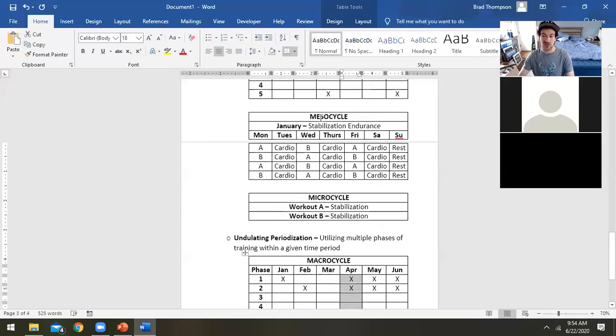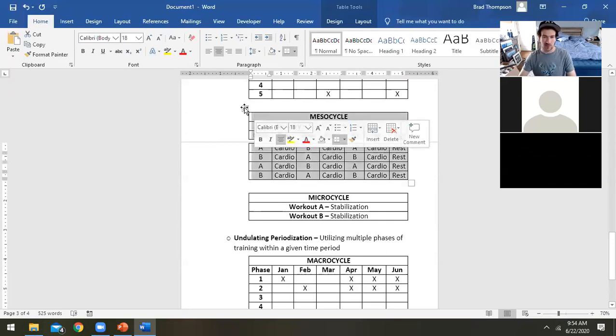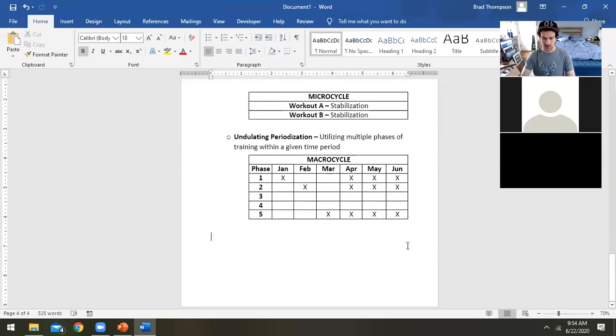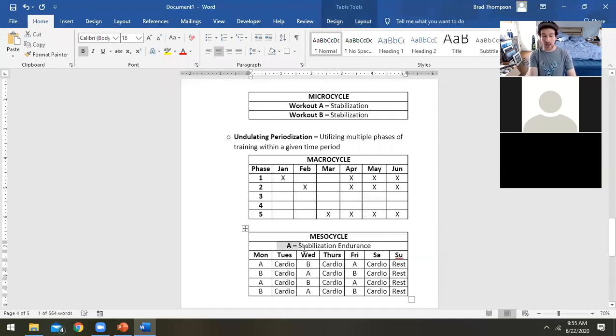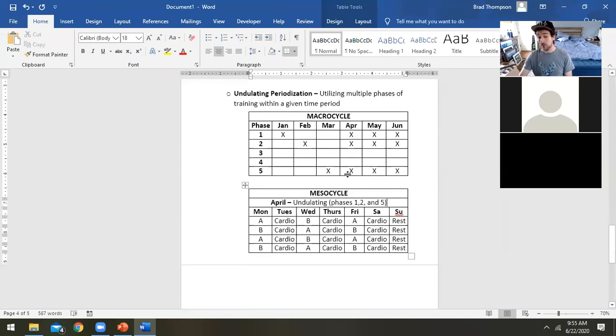So now let's look at a mesocycle. Let's look at the month of April, okay? So I'm going to copy this. I'm going to go down here. And we're going to look at April. And this is going to be undulating phases 1, 2, and 5. Okay, so that's the month of April.